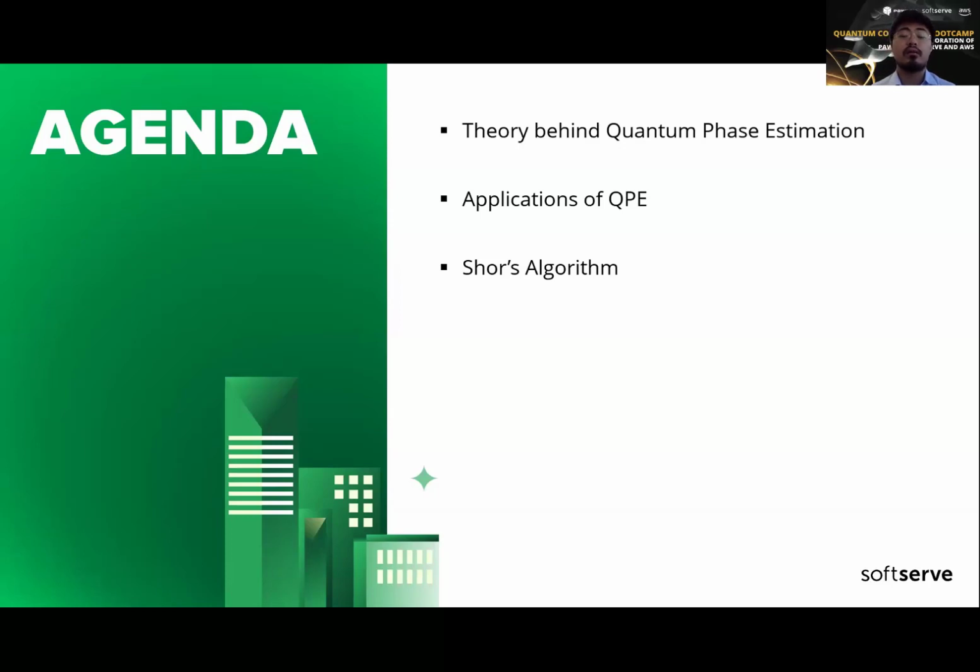After telling you all about the theory of quantum phase estimation, I'm going to talk about certain applications of it. In particular, I'll be focusing on one of the most important applications, which is Shor's algorithm, the nice algorithm that everyone talks about when thinking about cybersecurity, and when talking about quantum computing giving an exponential advantage.